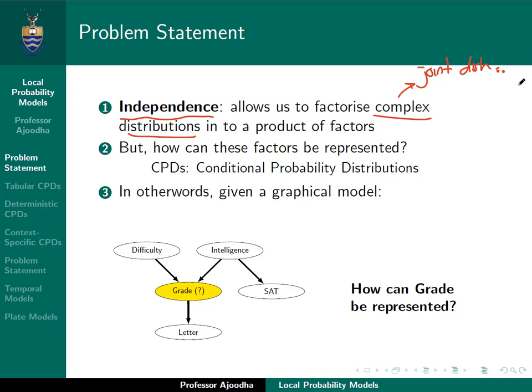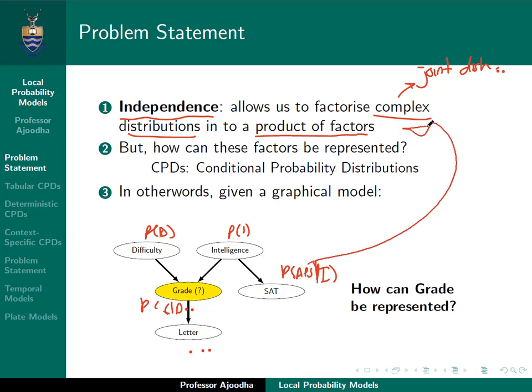So that's something that one would need to think about. But if we use this notion of a Bayesian network, then we can represent this complex joint distribution as a product of factors. So you can have the probability of D, the probability of I, the probability of the SAT score given intelligence, the probability of grade given difficulty and intelligence, and the probability of the letter given the grade. And so we can multiply all of these factors together to give us the complex distribution, which is the joint probability distribution.